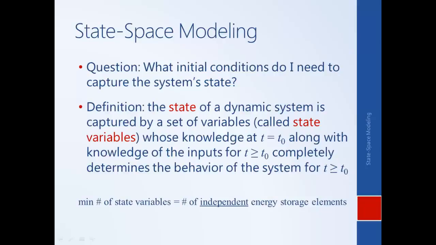And it turns out, and it will be somewhat intuitive, I think, that the minimum number of state variables that we need, the minimum number of variables to capture a system state, is equal to the number of independent energy storage elements. So the energy stored in the system at a current instant of time affects the behavior of the system going forward. And so if we can capture or determine the energy that's stored, then we can determine what's going to happen in the future.